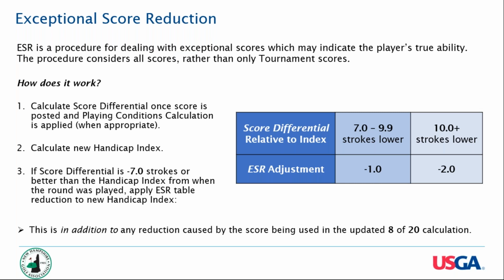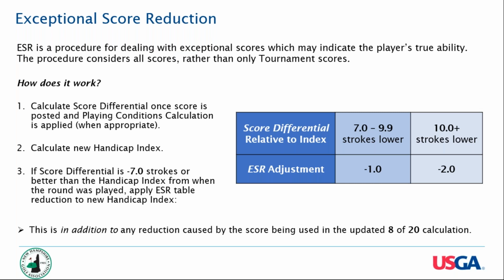So we see this table here on the right. If it's 7 to 9.9 strokes lower, then the adjustment is -1. If it's 10 strokes or more lower, then we're taking a -2 adjustment. This is in addition to any reduction caused by a score being used in an updated 8 of 20 calculation. Again, I'll just reiterate, it considers any score that's being posted, only needs 1 score for this to happen, and applies that adjustment to the previous 20 score differentials, and this is automatic.